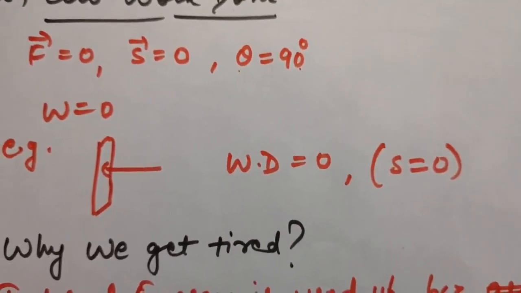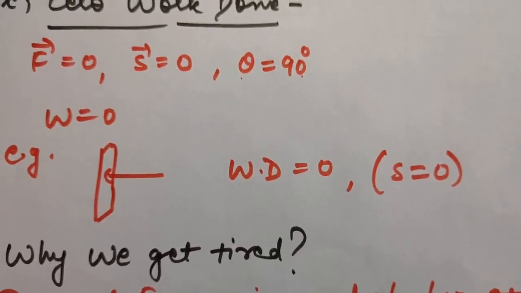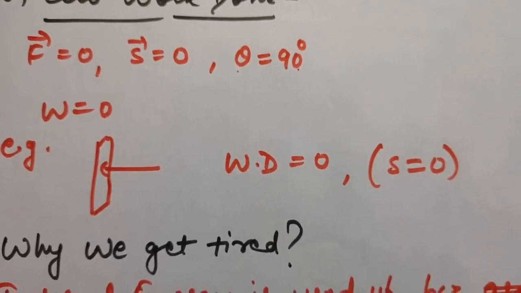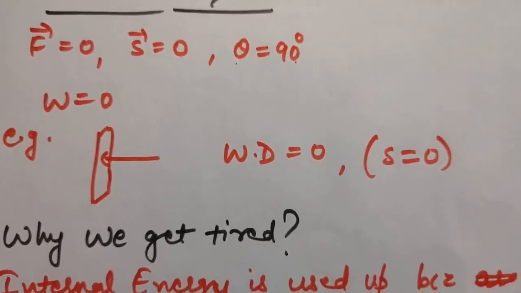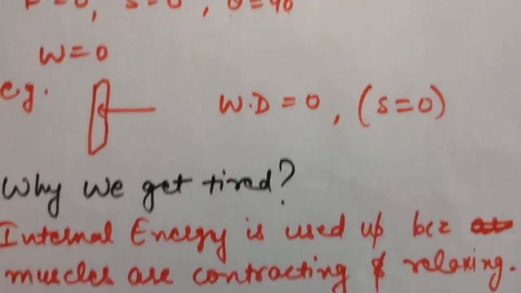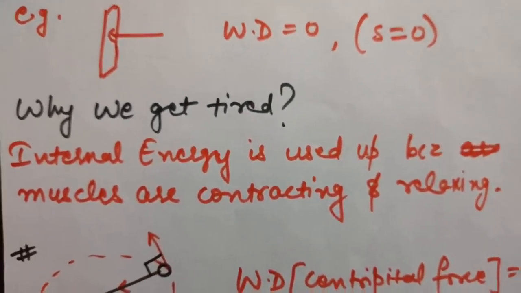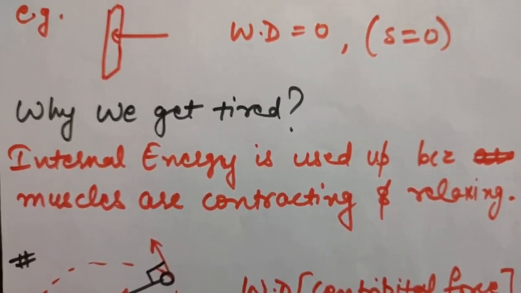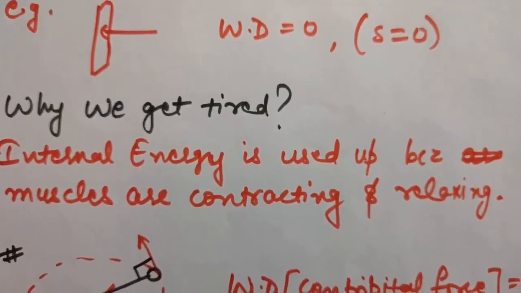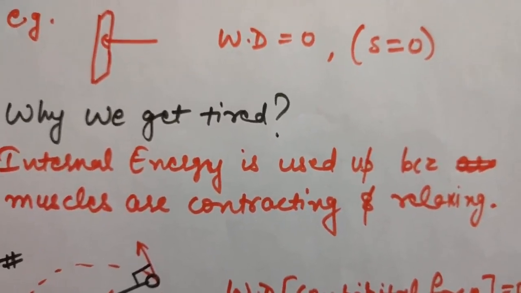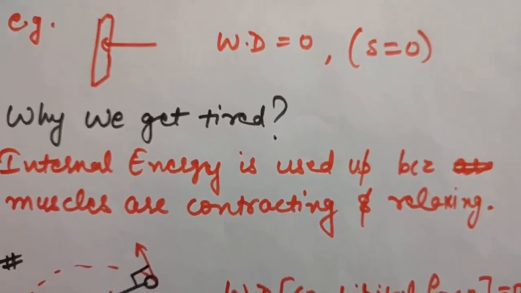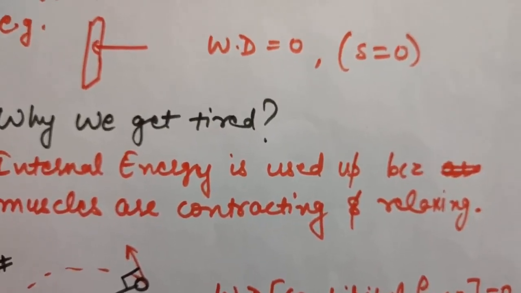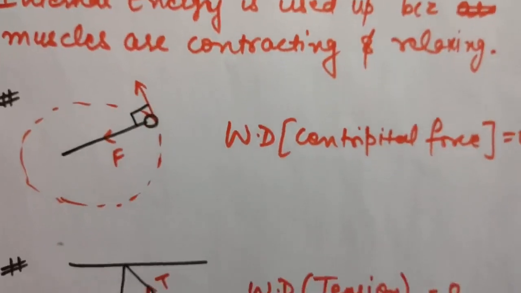Okay. Now a very interesting question arises here. If work done is zero while we push a wall, then why do we get tired? If work done is zero, that means no work is done, then why are we getting tired? So answer for that is, whenever we push the wall, our muscles are contracting and relaxing continuously. Therefore, due to this, internal energy is used up and we get tired. Okay, but work done is zero while we push the wall.